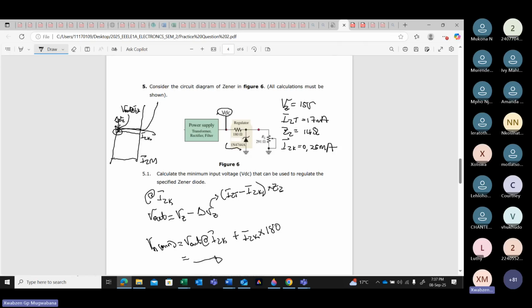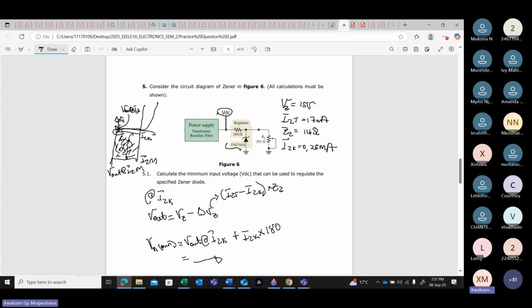Then somewhere here, that is where your IZM is. So the voltage that you find here is V out at IZM, which means V out at IZM must go with IZM. Remember, for this component to work, it must work within this magnitude here. Can you see this portion here? That is the functioning of the Zener. In the middle somewhere here, that is where you regulate your Zener.